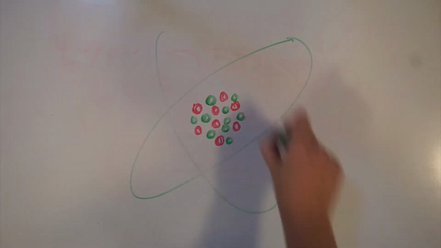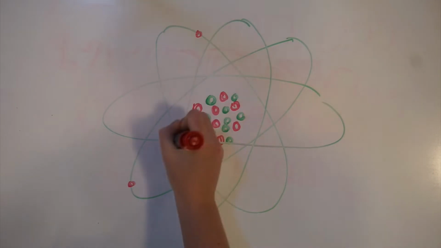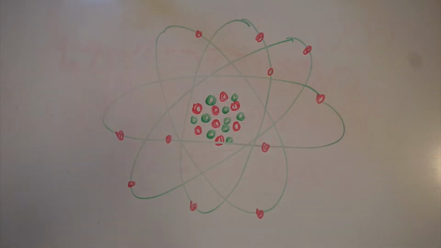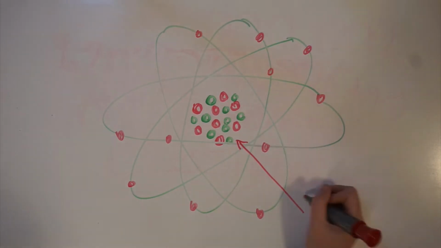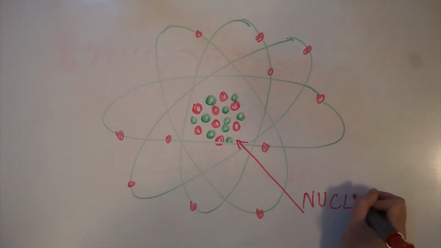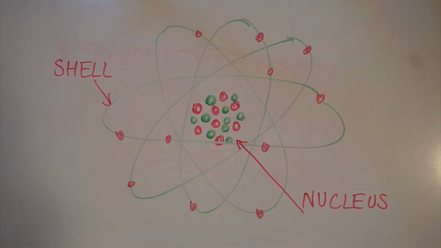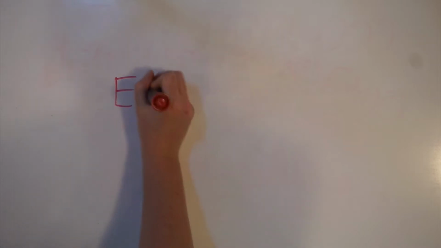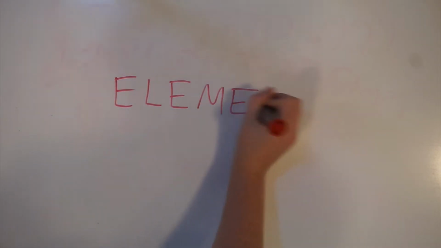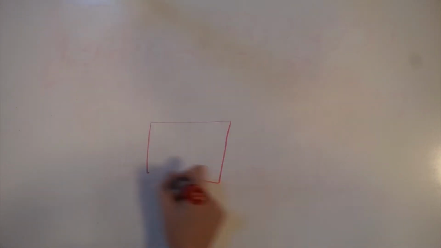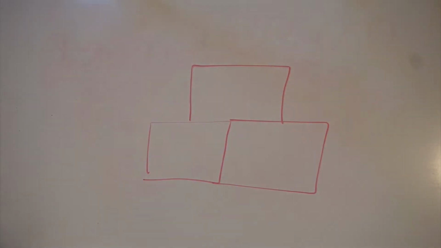Protons and neutrons are best buddies, so they hang out in the middle, and that's called the nucleus. And electrons are super busy, so they whiz around the outside, and that's called the shell. How many of each of the protons, neutrons, and electrons changes what the atom will do and be like. And these different types of atoms are made into groups that we call elements. Elements are like building blocks, and using those building blocks we can make anything.